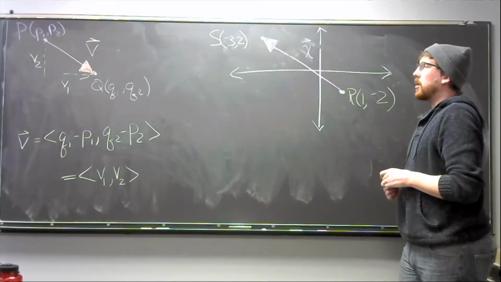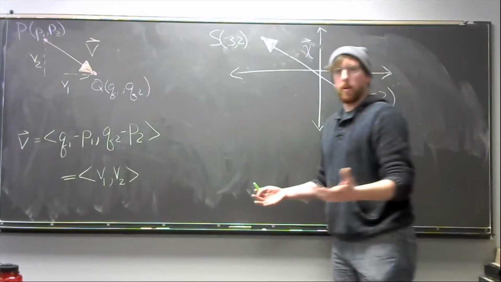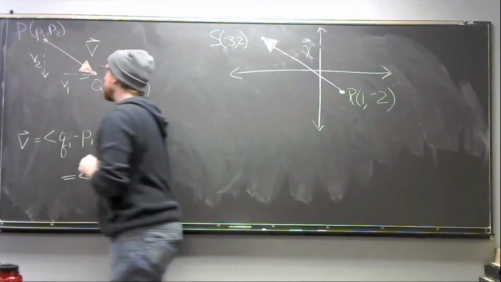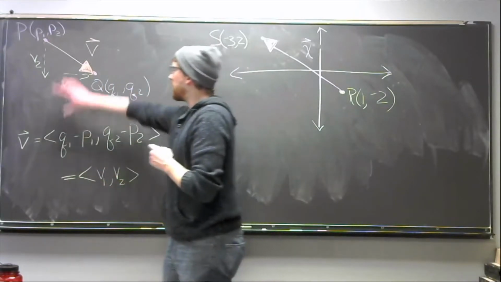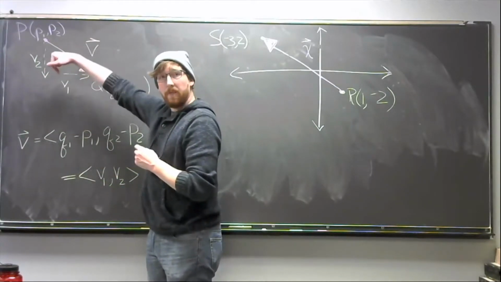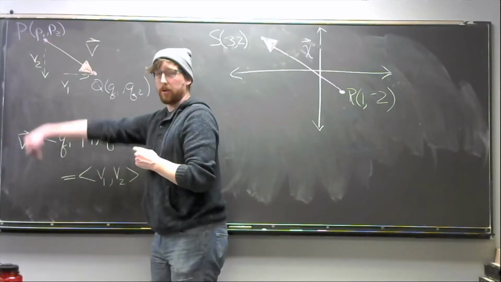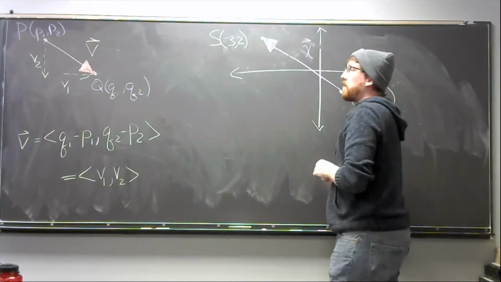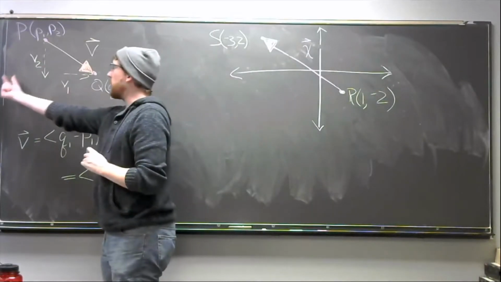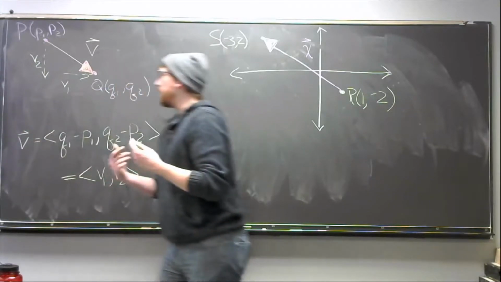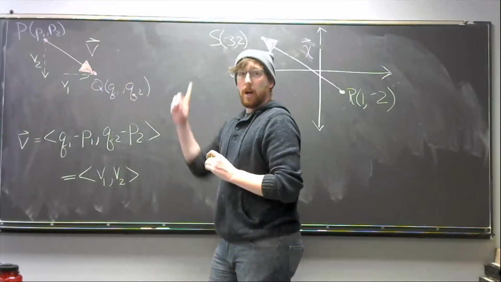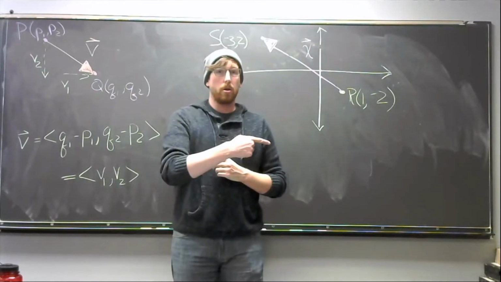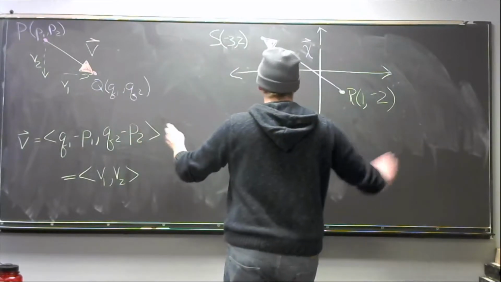But it's going to have a sign associated with it, right? So if v2 is negative, that means we're pointing down. That means our vector is facing a downwards direction. If v1 is negative, that means our vector is moving to the left. If v2 is positive, we're facing up. And if v1 is positive, we're facing to the right.